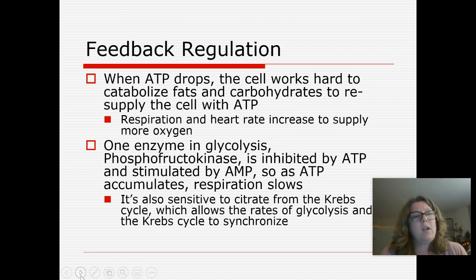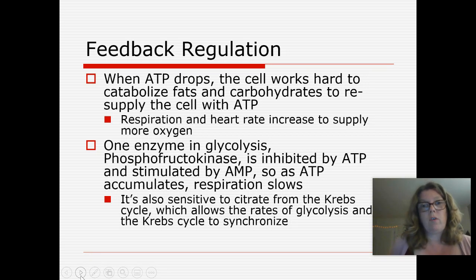Also, there's an enzyme in glycolysis called phosphofructokinase that's inhibited by ATP. So when you get a buildup of ATP in the cell, you can get negative feedback that turns off cellular respiration at glycolysis, because this enzyme doesn't work, and therefore it's not going to produce the intermediate that needs to go on to the next step. But phosphofructokinase is actually stimulated by AMP, which is adenosine monophosphate.